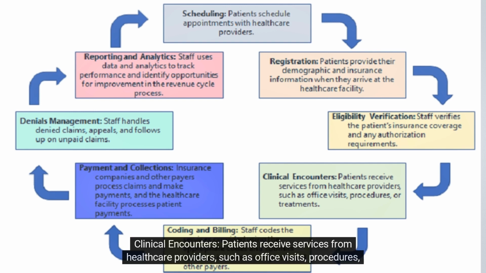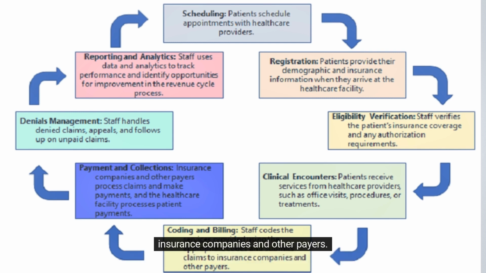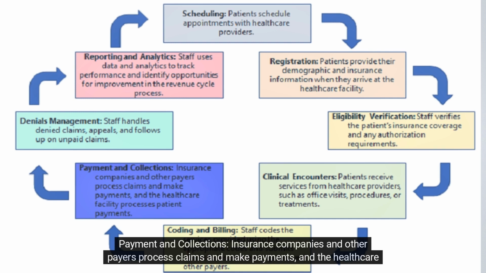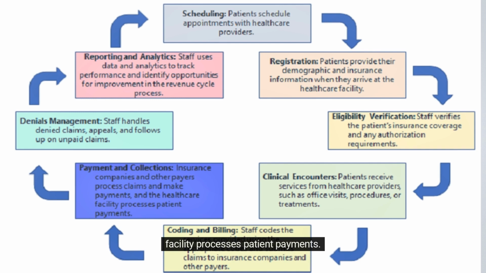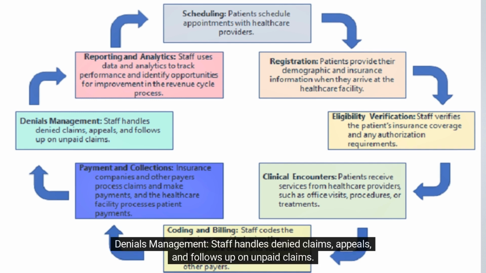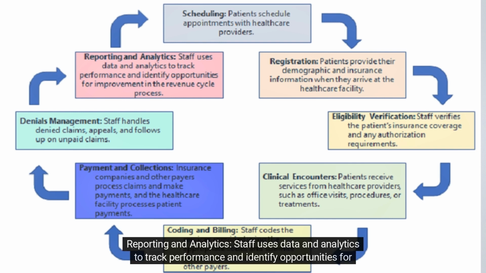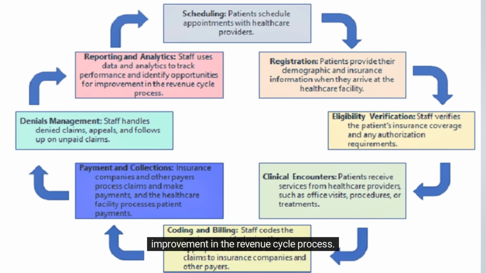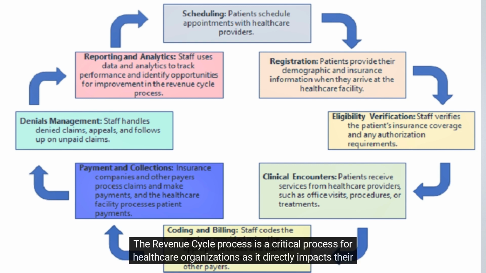Clinical encounters. Patients receive services from healthcare providers, such as office visits, procedures, or treatments. Coding and billing. Staff codes the services provided using the appropriate codes and submits claims to insurance companies and other payers. Payment and collections. Insurance companies and other payers process claims and make payments, and the healthcare facility processes patient payments. Denials management. Staff handles denied claims, appeals, and follows up on unpaid claims. Reporting and analytics. Staff uses data and analytics to track performance and identify opportunities for improvement in the revenue cycle process.